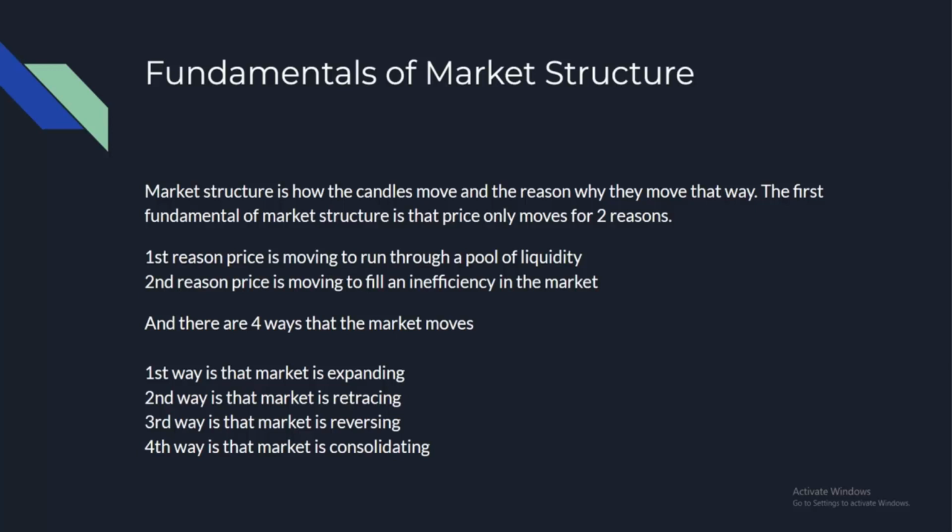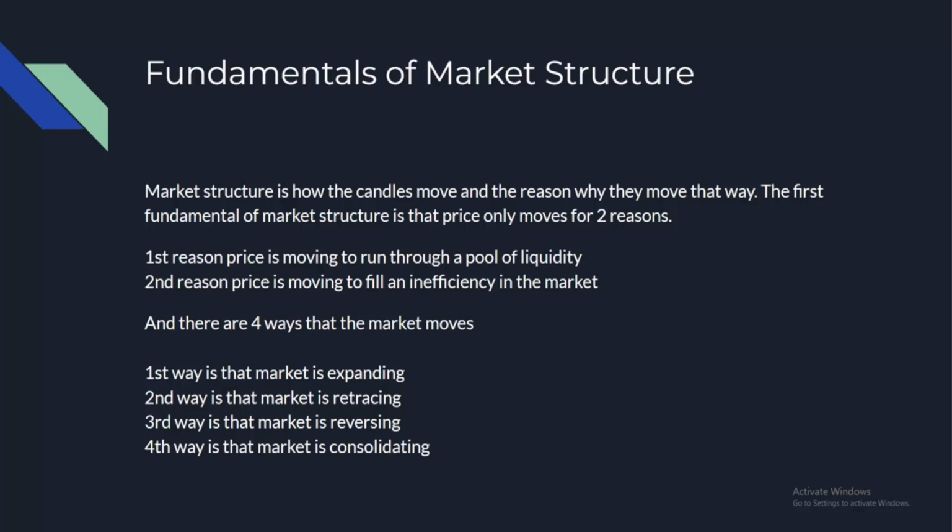That's how the candles move, and the reason why they move that way is a market making higher highs, lower lows, or lower or higher lows. And the first fundamental of market structure is that price only moves for two reasons. Price will either move to your buy side liquidity or to your sell side liquidity, with the goal of trading above it or below it. So if there's buy side liquidity and you're expecting price to go higher, where it's going to go will be to that pool of buy side liquidity.